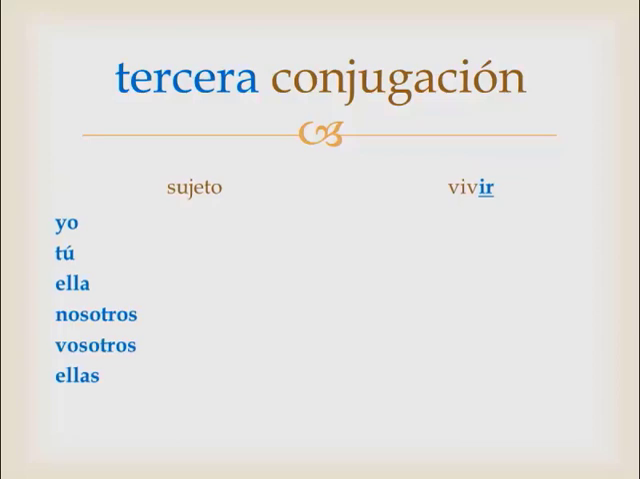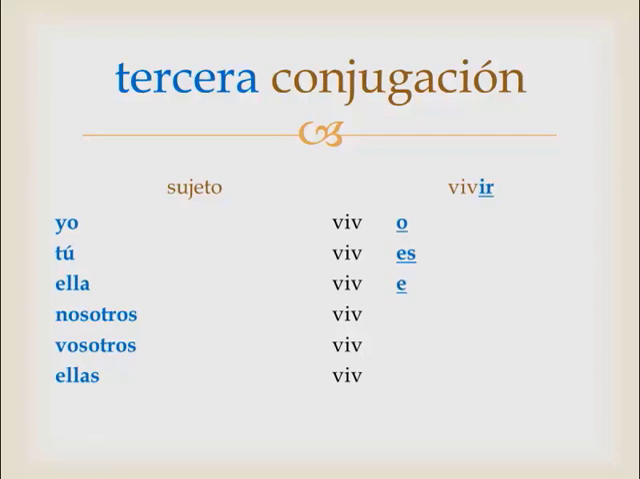Let's look at this. We still have the same sujetos. The radical is going to be the same. And the terminaciones, again, are going to be very similar. Yo vivo, for a word like vivir, ends in IR. I live. Literally, vivir means to live somewhere. So this is I live, yo vivo. You live is tú vives, ella vive.